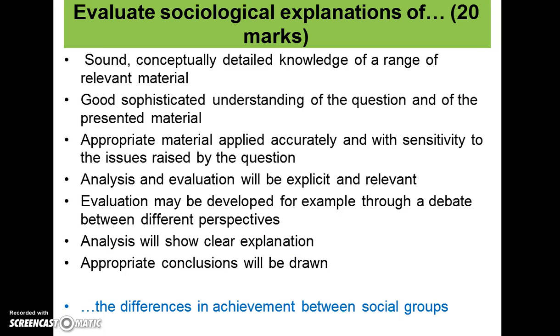The final question that you can get asked is a 20-mark question. This is looking at both sides of the argument. We're evaluating now. We need to evaluate sociological explanations of an issue that they give. So you need to explain how sociologists have explored or given reasons for the differences in achievement of different social groups. So you're looking at how useful their research is, what theorists might say about it.